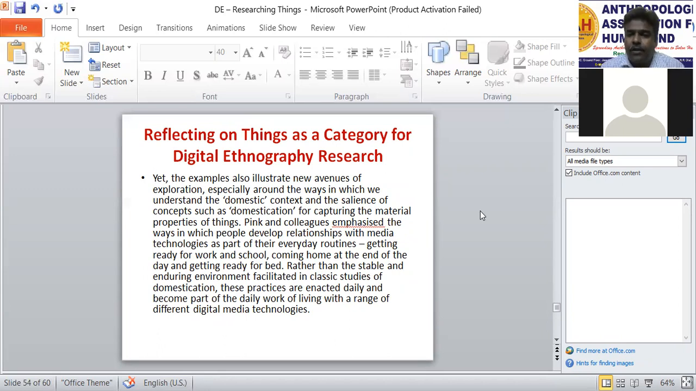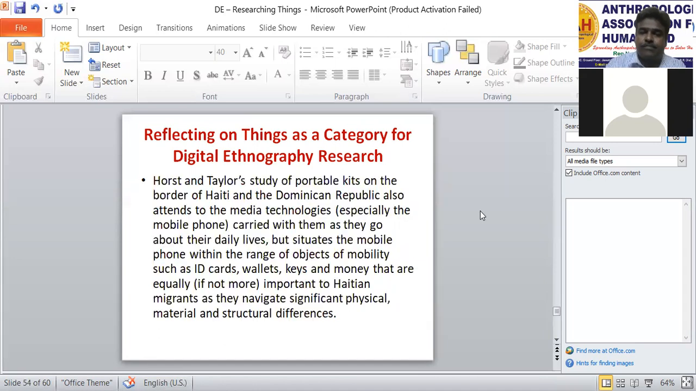Pink and her colleagues emphasized the ways in which people develop relationships with media technologies as part of their everyday routines, getting ready for work and school, coming home at the end of the day, and getting ready for bed, rather than the stable and enduring environment facilitated in classic studies of domestication. These practices are enacted daily and become part of the daily work of living with a range of different digital media technologies.